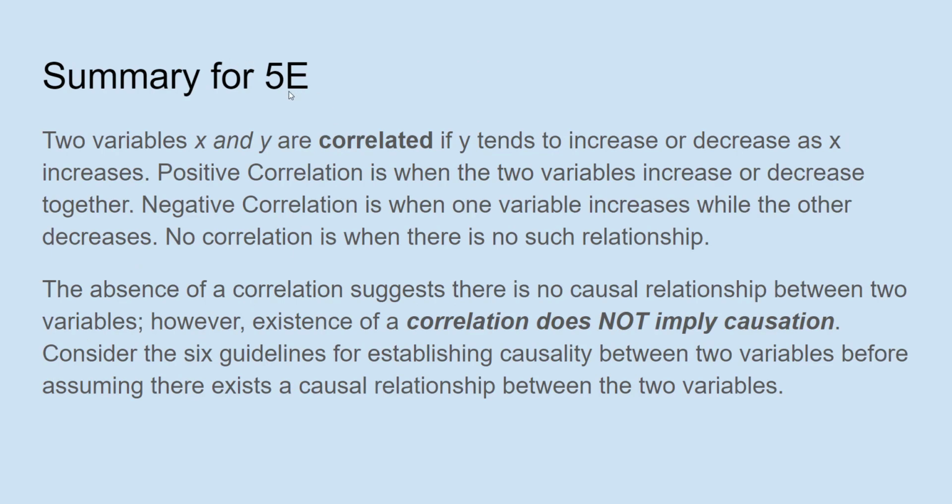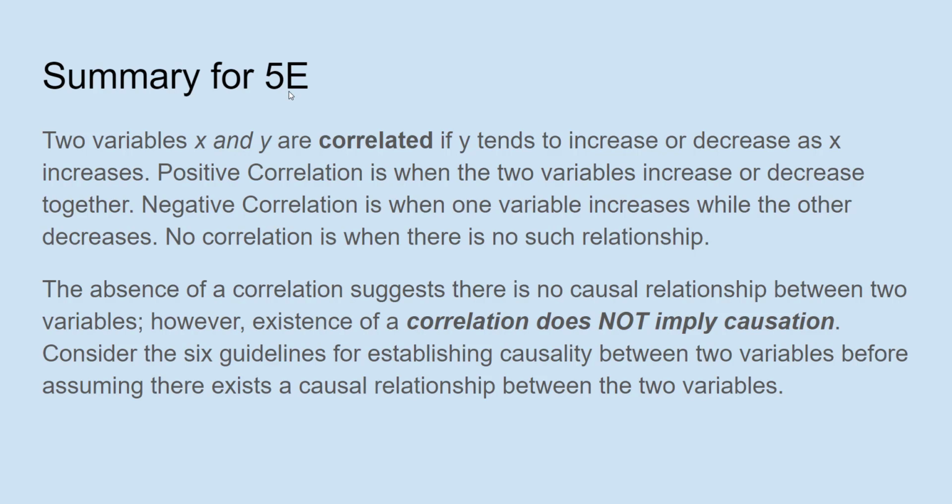To wrap up section 5e, we discussed correlation. 2 variables are correlated if one variable increases or decreases as another increases. Positive correlation is when the variables increase or decrease together. Negative correlation is when one variable increases while the other decreases. And no correlation is when there is no such relationship. The absence of a correlation suggests there is no causal relationship between 2 variables. So with a spurious relationship or no correlation, that would mean that there is no causal relationship.